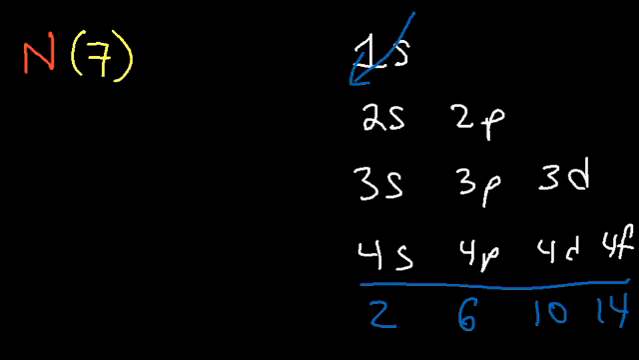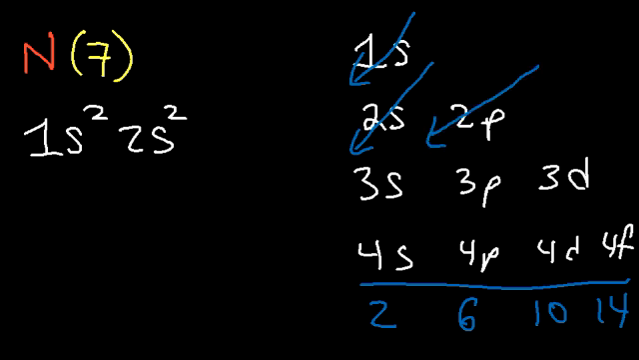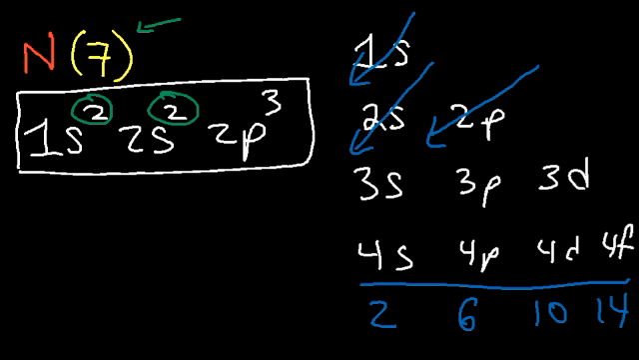So the first one is going to be 1s, so 1s2, and then after 1s comes 2s, so that's going to be 2s2. Now after the 2s sublevel comes the 2p sublevel. The p sublevel can hold up to 6 electrons, but we only need a total of 7. Right now, if you add the exponents, 2 plus 2 is 4. To get to 7, we only need 3 more. So we're going to stop at 2p3. This is the electron configuration for nitrogen. Notice that the exponents add up to 7.